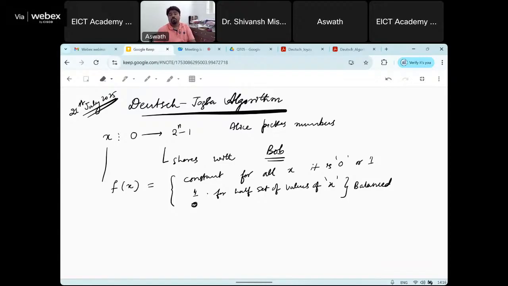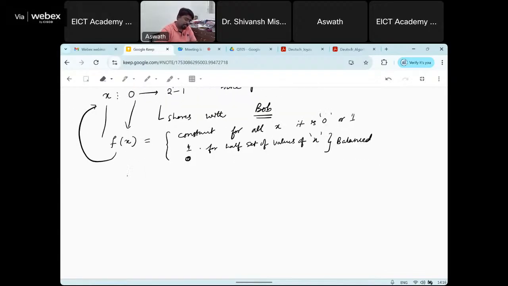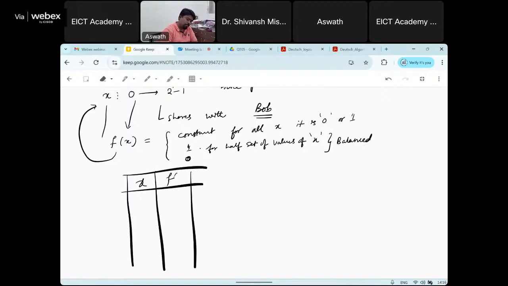The question is, only Bob knows what this function is. So what Alice does is she picks a number, let's say 0, sends it to Bob, and Bob feeds it to his function f of x and gets the result. That result he will send back to Alice in return. And Alice reads that f of x value and notes it down. Let's say what she does is she takes an x value and sends it to Bob.